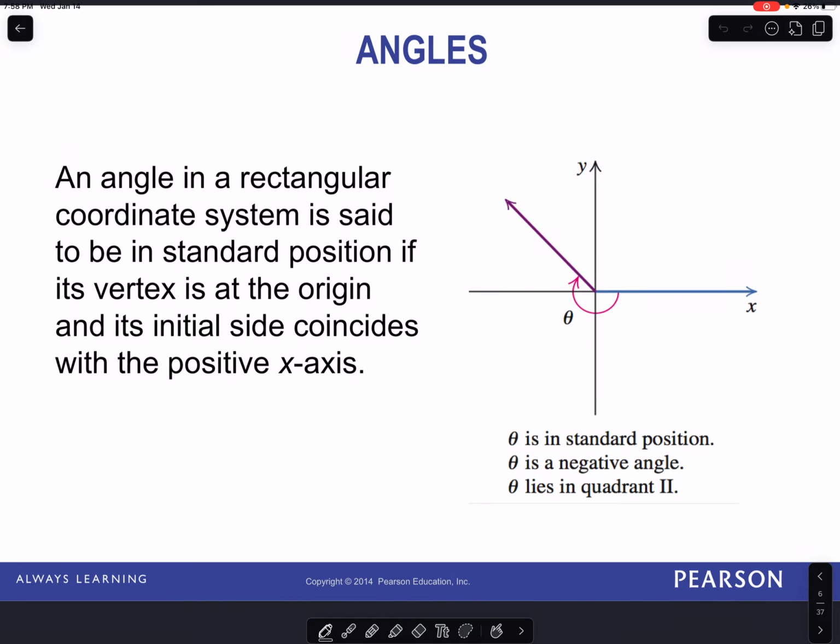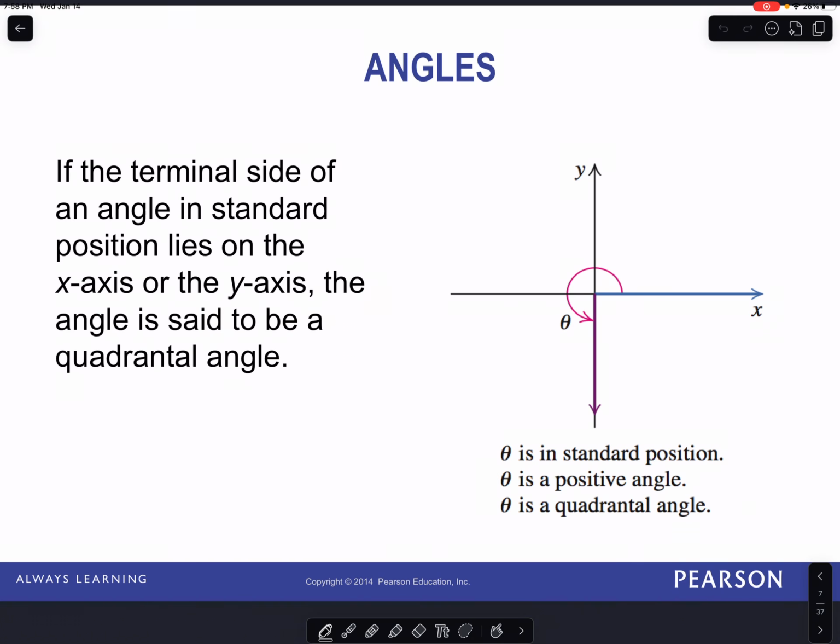An angle in a rectangular coordinate system is said to be in standard position if the vertex is at the origin and its initial side coincides with the positive x-axis. Okay, so we call that in standard position. Counterclockwise is positive, clockwise is negative. If the terminal side of an angle in standard position lies on the x-axis or the y-axis, the angle is said to be a quadrantal angle.